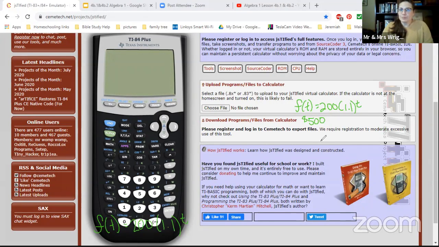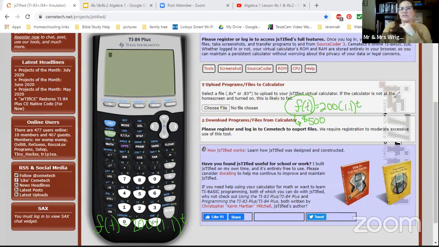Well, is that $500 going to be the output or the input? In other words, the dependent or the independent variable? Well, that would be this output or dependent variable. So it would go in place of where this f of t is right here. So we can't just plug it into a calculator and find out the answer.